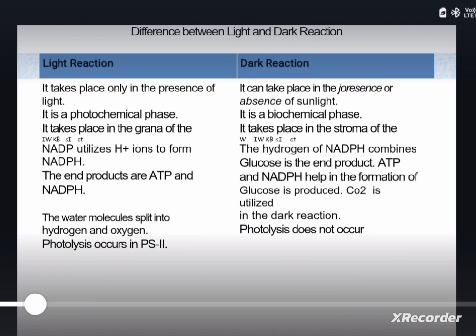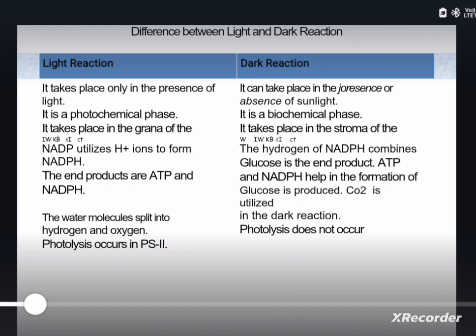Difference between light and dark reaction. The light reaction takes place in the light. The dark reaction takes place in the presence or absence of sunlight. The light reaction is present in the photochemical phase, the dark reaction is present in the biochemical phase. The light reaction takes place in the grana of the chloroplast, the dark reaction takes place in the stroma of the chloroplast.